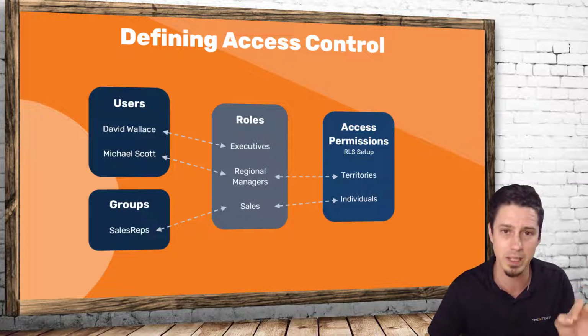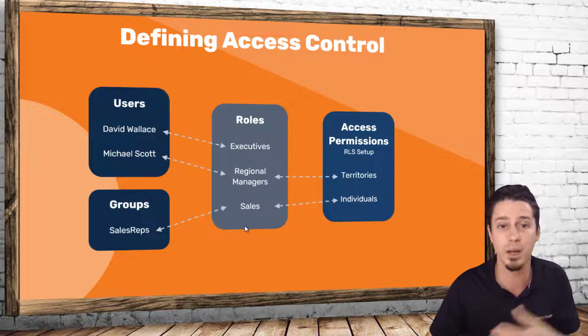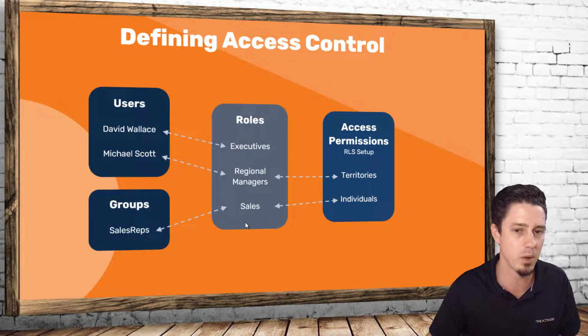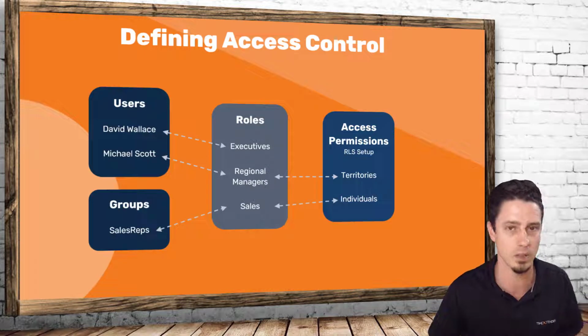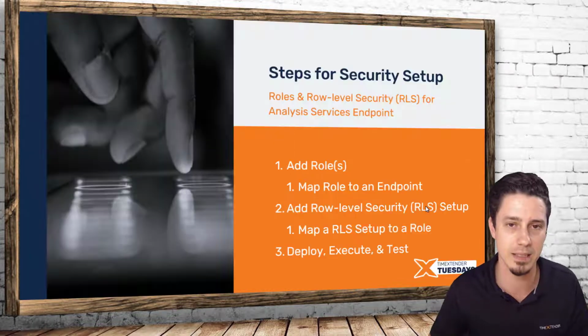Just needs to look at his region. And then, of course, we have finally the individual sales reps. They need to see their own performance, their own bonuses, their own commissions, but they shouldn't be allowed to see the bonuses and commissions of the other sales reps. So we're going to look at how we're going to set that up in TimeXtender.